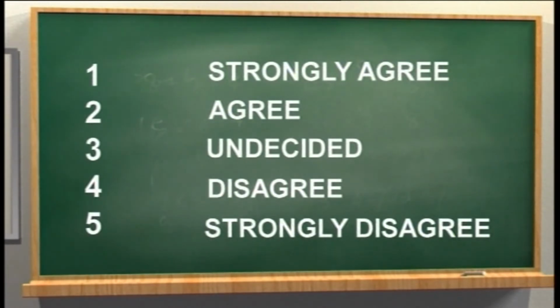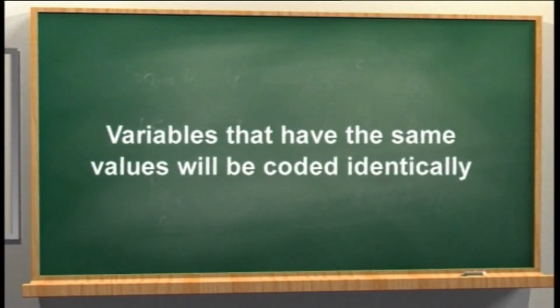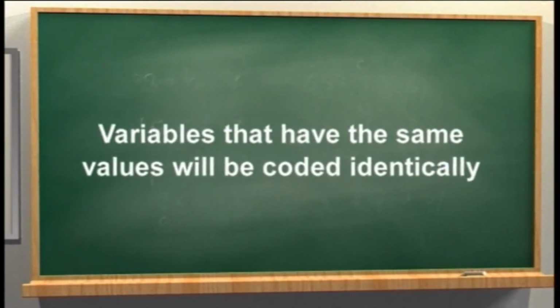You can reverse these or use any numbering scheme you want, but you need to be sure that you remember what the codes mean. A good way to remember is to prepare a code sheet. This is best done by using a blank copy of the questionnaire which you used to collect the data. Variables that have the same values will be coded identically.